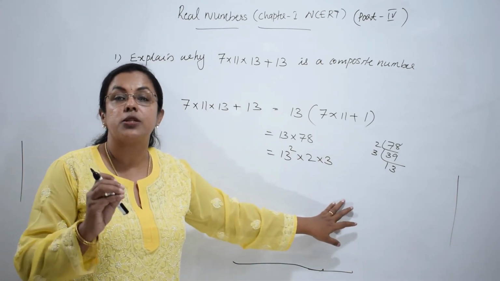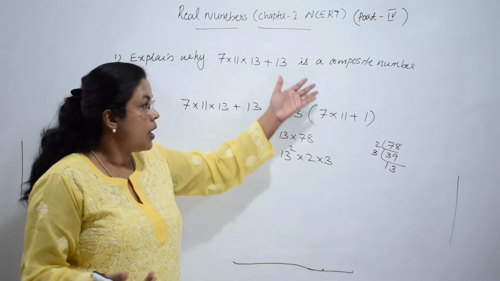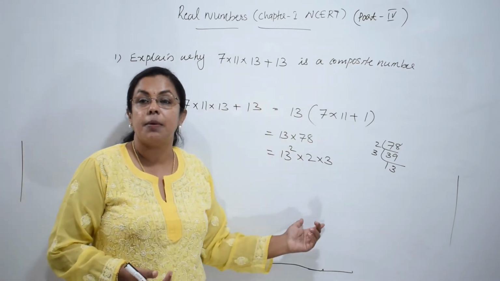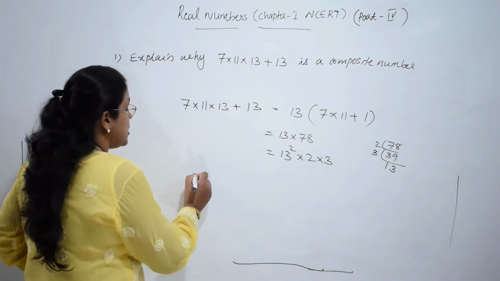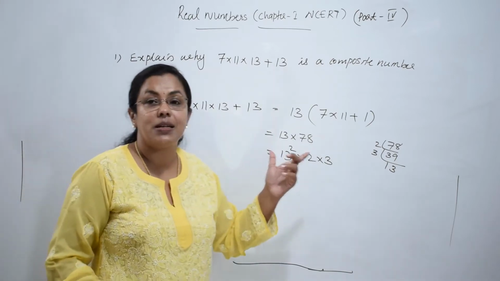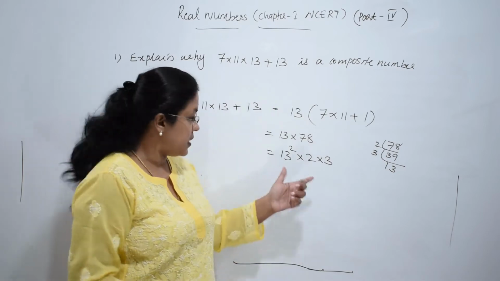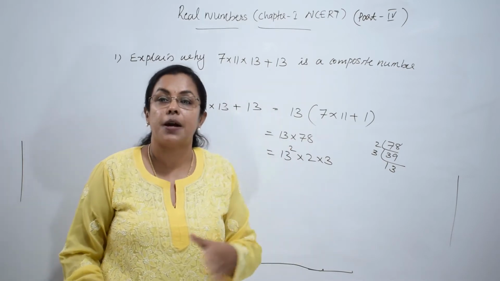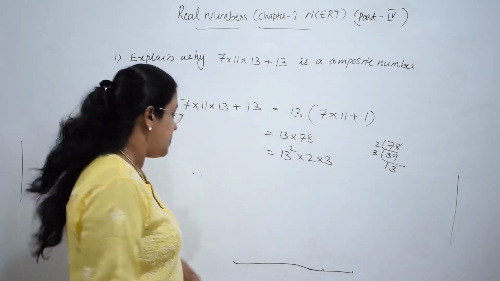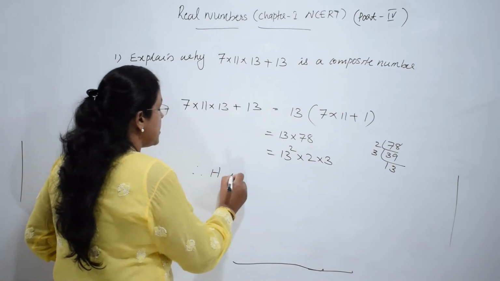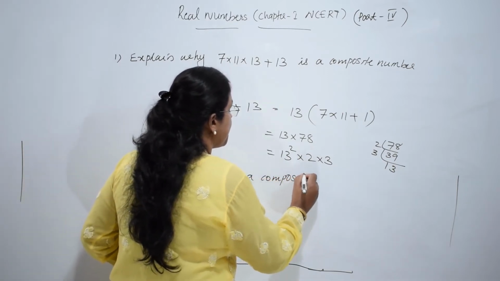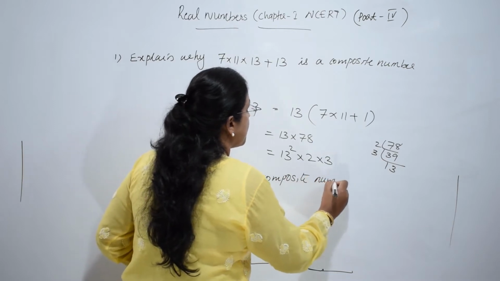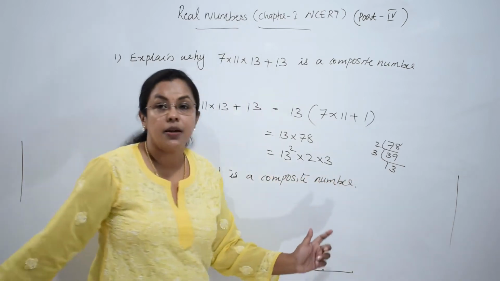That means it is a product of primes. So, according to the fundamental theorem of arithmetic, it is a composite number. Therefore, since it is a product of primes, it is a composite number.